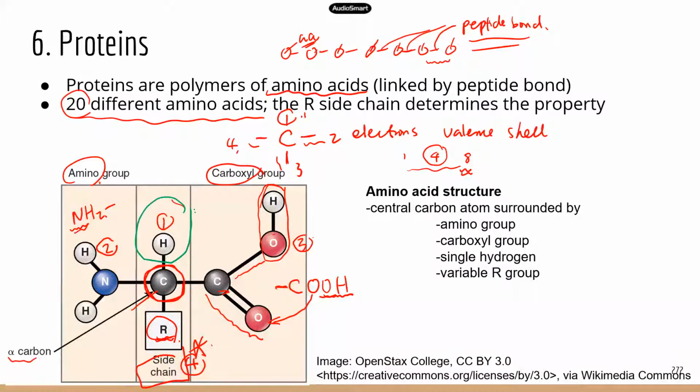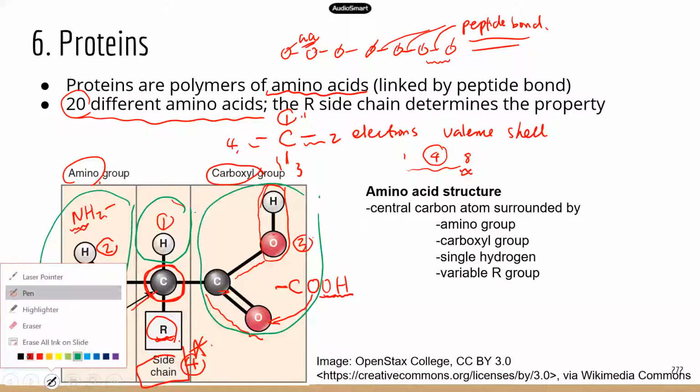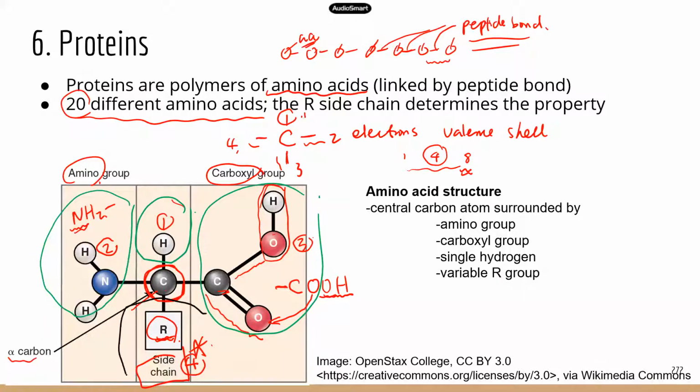Everybody has this hydrogen bonded to the central carbon. Everybody has this amino group and this carboxyl group. The only difference between the 20 different amino acids is this R side chain. Now, this variable R side chain also determines the chemical property of the amino acid.